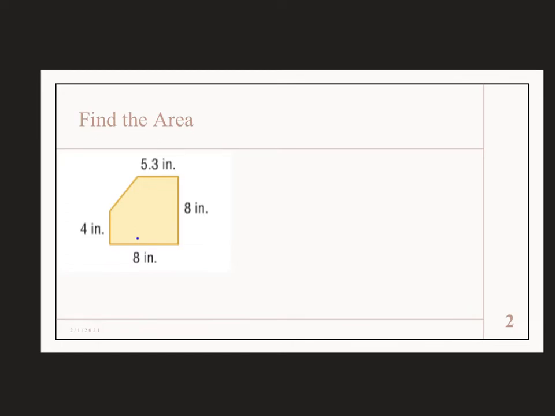So if we take a look, we can separate this into a rectangle on the bottom and then a triangle and a rectangle up top. So if I label this bottom one A, then we have B, and then we have C, we can now find the area of each of these shapes because we know area of a triangle is base times height divided by 2, and we know area of a rectangle is just base times height.